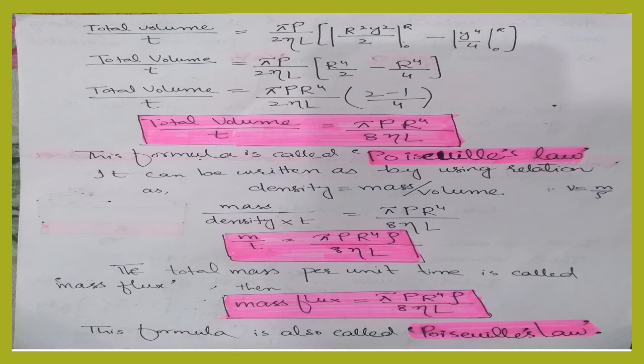It can be written by using the relation for the density and the volume. Density, you know, is equal to mass over volume, and volume will become mass over density. Then the above equation can be written as mass over density into time. Taking density rho on the right hand side, we get m over t is equal to pi p rho into r power 4 divided by 8 eta L. The total mass per unit time is called the mass flux. Here m over t is called the mass flux, equal to pi p r power 4 into rho divided by 8 eta L. That is also called the Poiseuille's law describing the mass flux.